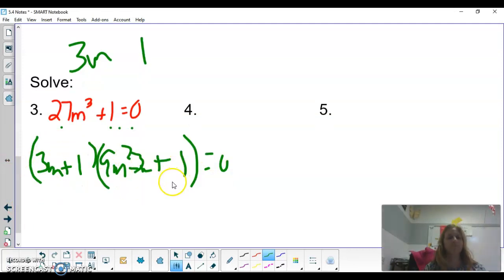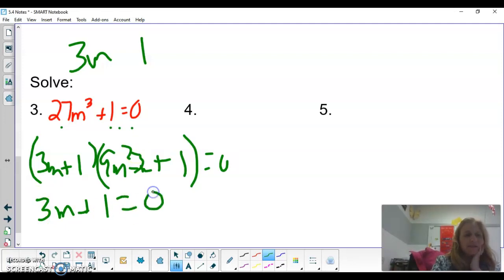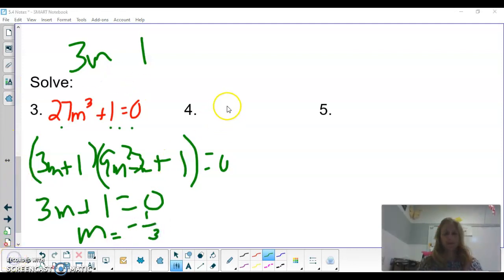All right, now, when you solve this, here's something to keep in mind. For solving it, what we're going to do is just set this binomial equal to 0. We're not going to worry about the trinomial. So to solve a problem like this, we're just going to take the 3m plus 1, set it equal to 0, and we get m equals, what would that be? Negative 1/3.